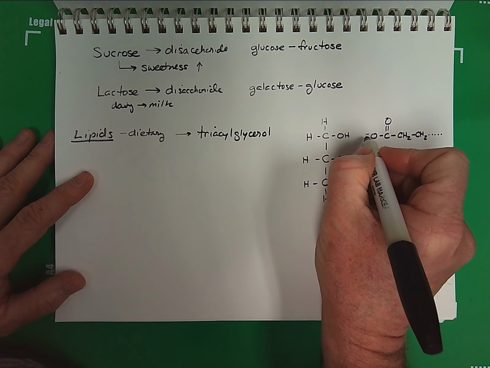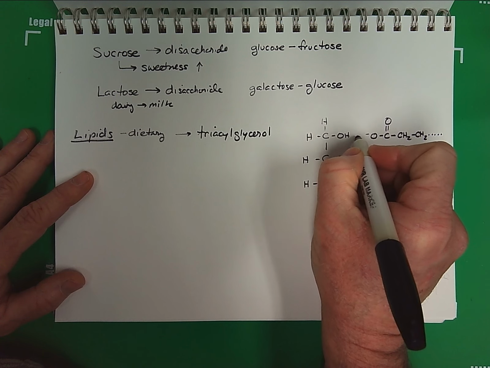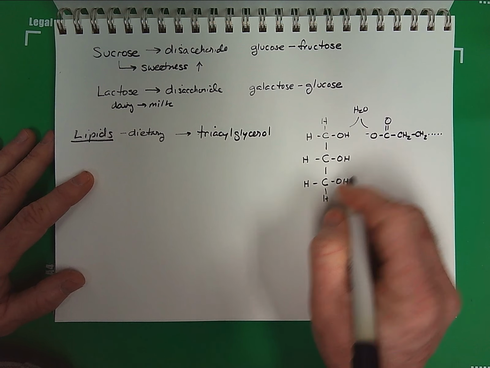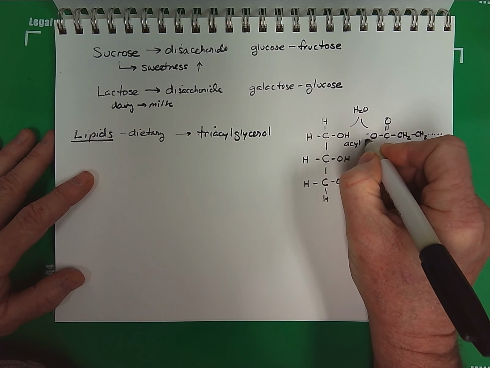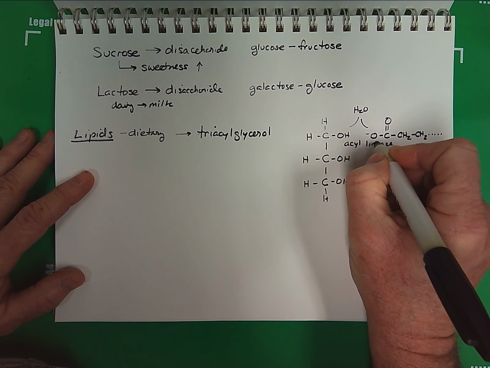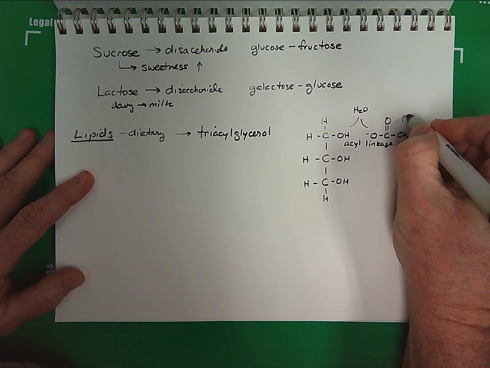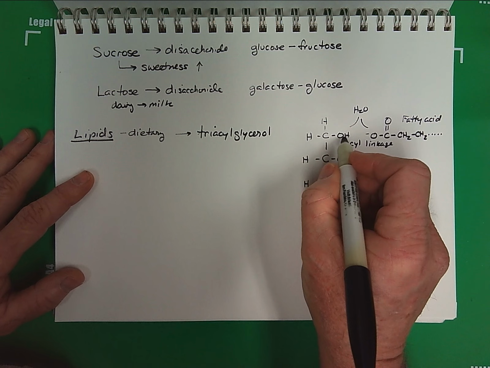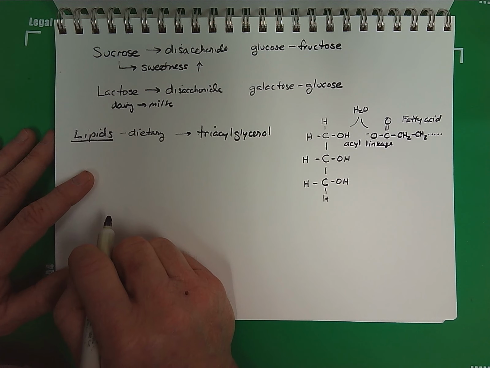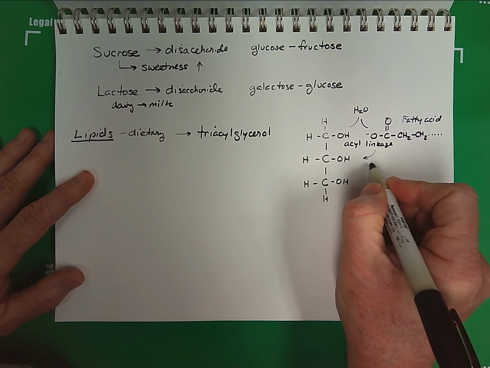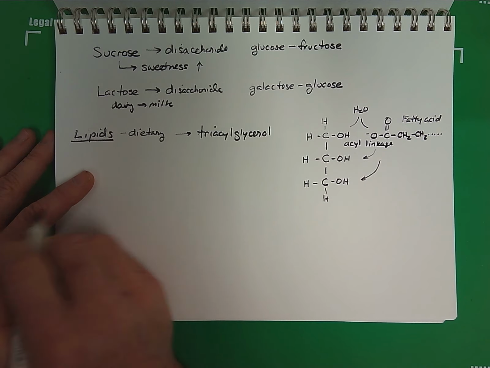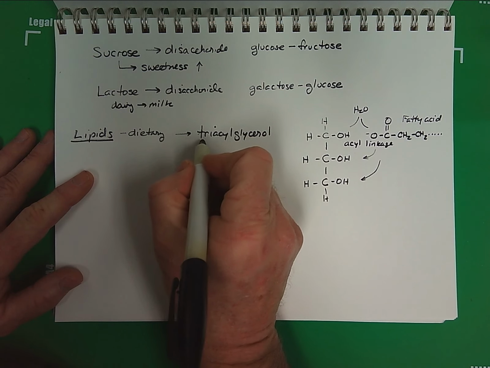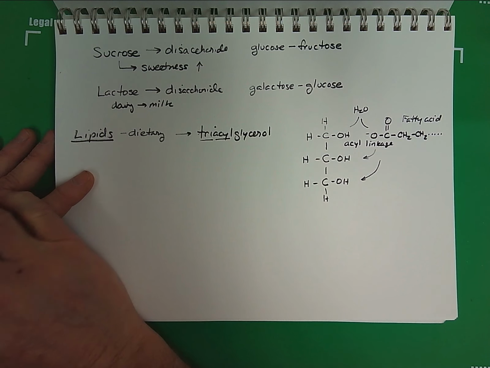In order to form a triglyceride, we are going to essentially dehydrate this bond here. We're going to be removing water, and we are going to be forming an acyl linkage between the fatty acid and the hydroxyl group on the glycerol backbone. In fact, we are going to do this 3 times. So we are able to link 3 of these fatty acids to the glycerol backbone, hence giving it a triacyl structure.